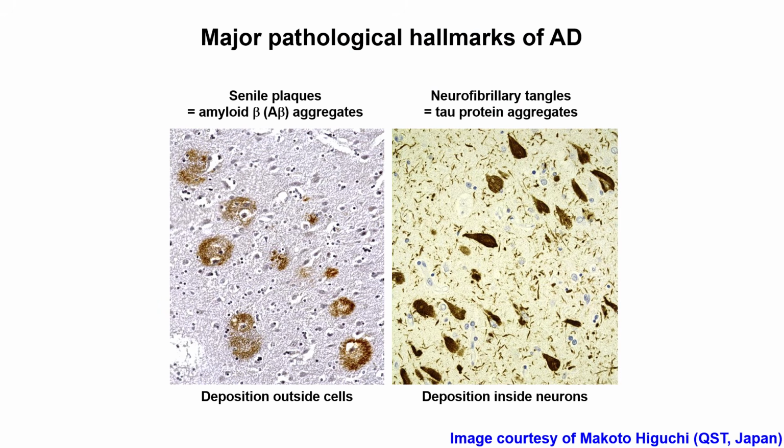Here are pathological hallmarks of AD. These are senile plaques composed of aggregated A-beta that accumulate outside cells, and these are neurofibrillary tangles composed of tau protein aggregates that accumulate inside cells.